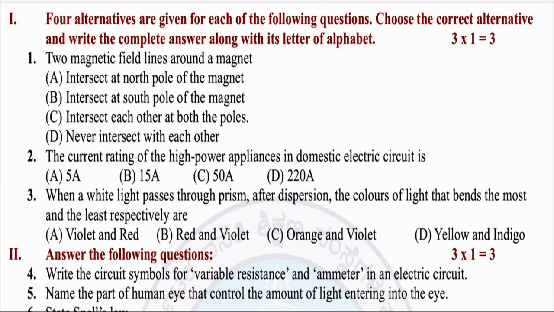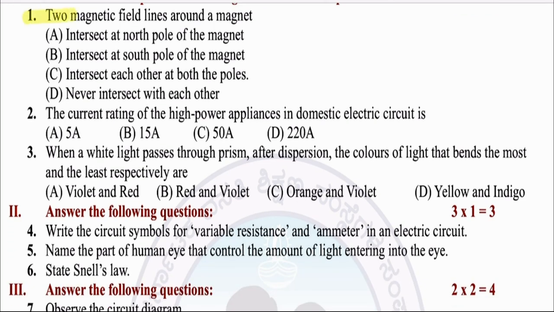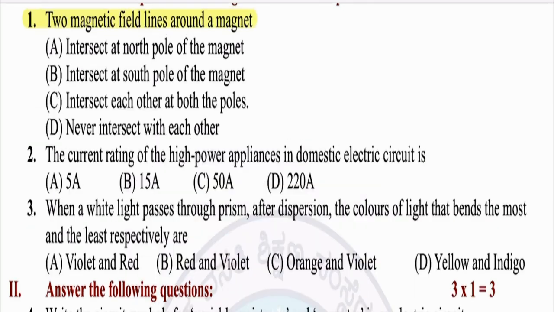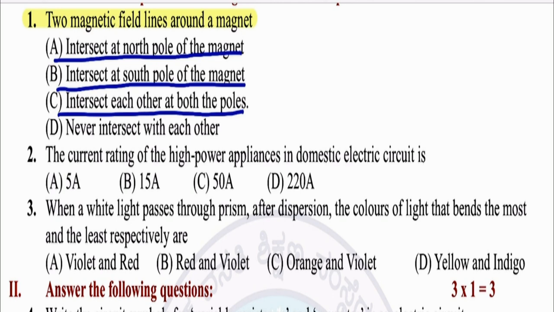Part A, Physics. First main, 4 alternatives are given for each of the following questions. Choose the correct alternative and write the complete answer along with its letter of the alphabet. Question number 1. The two magnetic field lines around a magnet, option A, intersect at north pole of the magnet, option B, intersect at south pole of the magnet, option C, intersect each other at both the poles, and option D, never intersect each other.